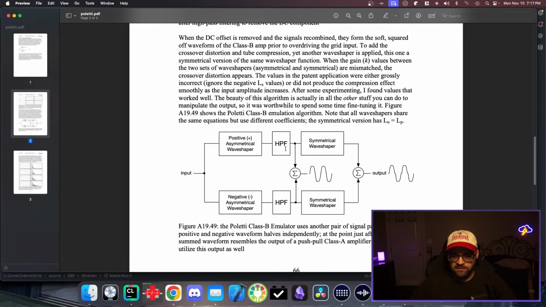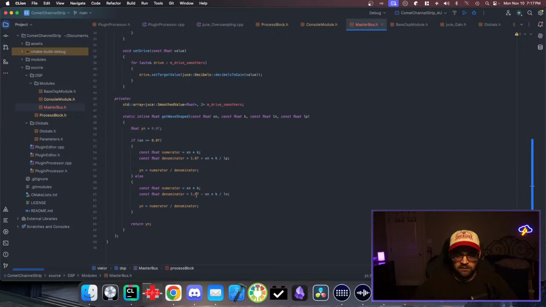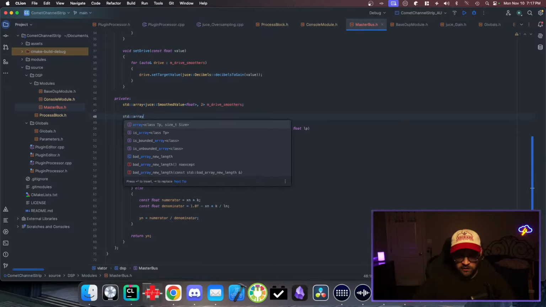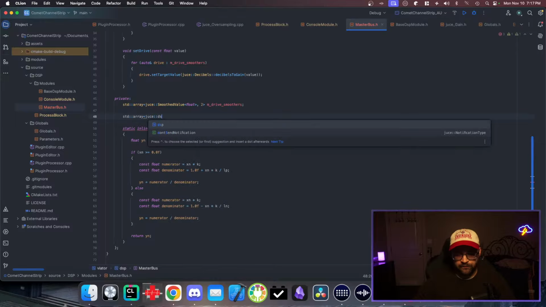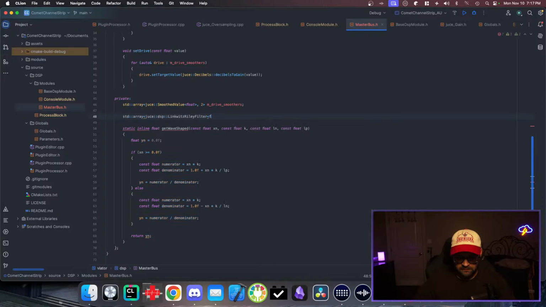And we also need these high pass filters, which is simple. I'll just use some Linkwitz-Riley filters for that. So I'll do an array of JUCE DSP Linkwitz-Riley filters. Oh, sorry. Float. Remember we have 2 of them. So these are going to be DC filters.